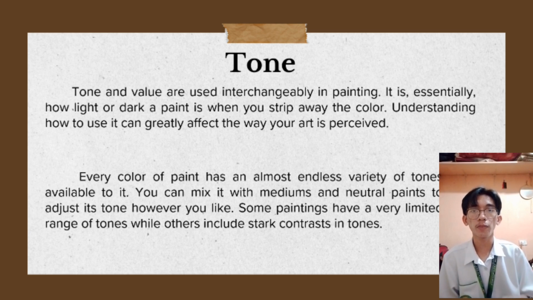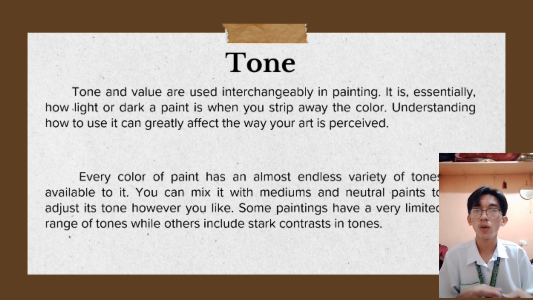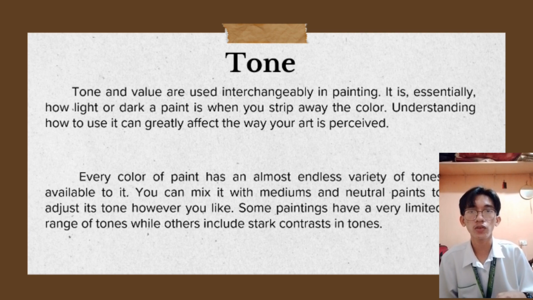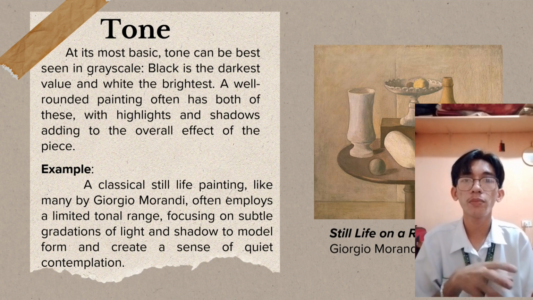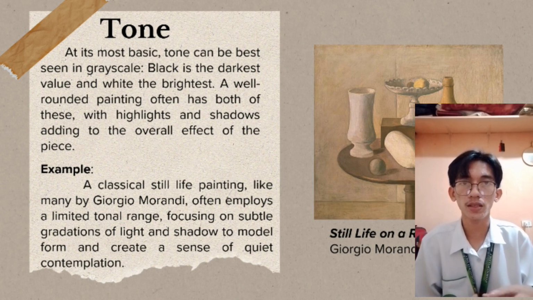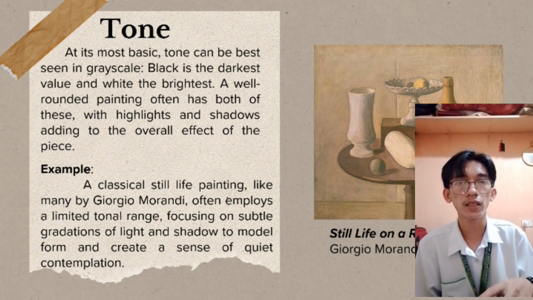So every color of a paint has an almost endless variety of tones available to it. You can mix it with mediums and neutral paint to adjust its tone however you like. Some paintings have a very limited range of tones, while others include stark contrast in tones. At its most basic, tone can be best seen in grayscale, where black is the darkest value and white is the brightest.